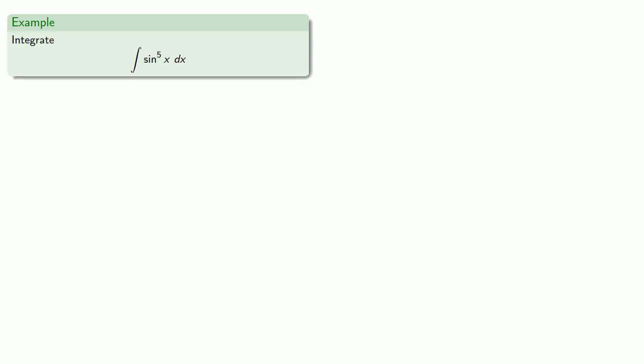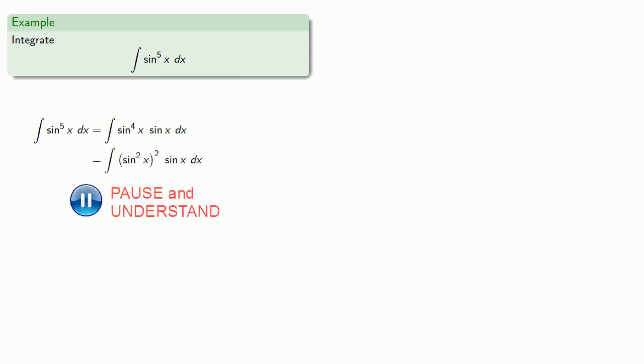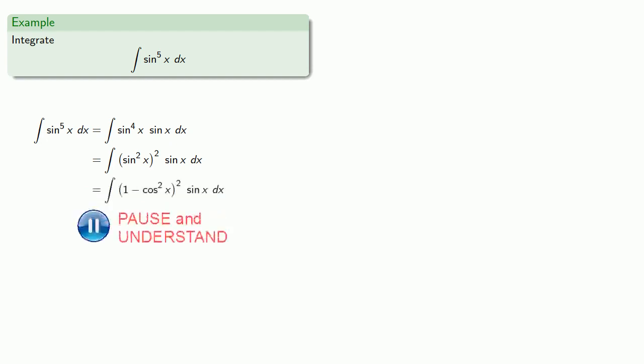Or we might have a power of sine. So we can split off a factor of sine and then rewrite the remainder in terms of cosine. So sine to the fourth x is really sine squared squared, which is 1 minus cosine squared squared, which we can expand.